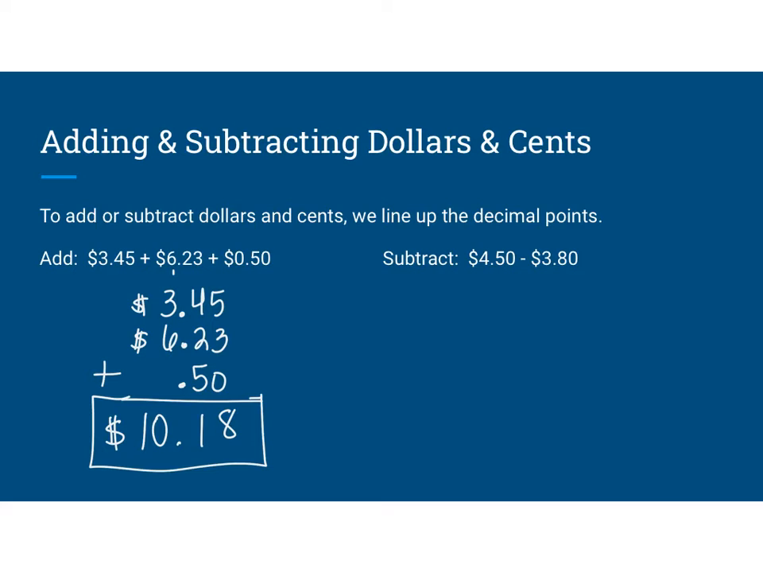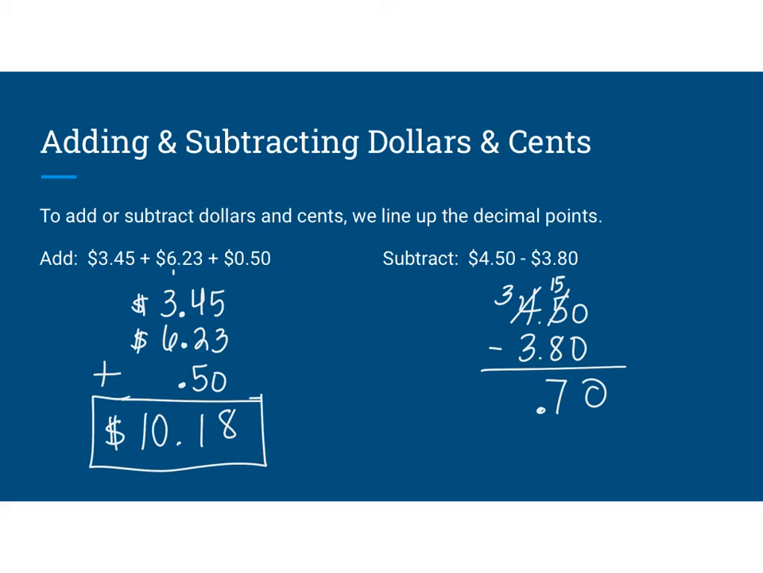If I subtract, same rules apply. You have to line up your decimal point. If you don't, you're risking solving for the wrong answer. So we have $4.50 minus $3.80. Okay, a little bit of borrowing is involved. So this is going to become 15. This becomes 3. 15 minus 8 is 7. And I'm going to end up with 70 cents.